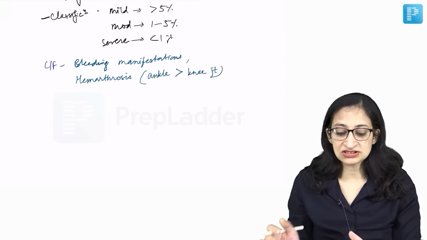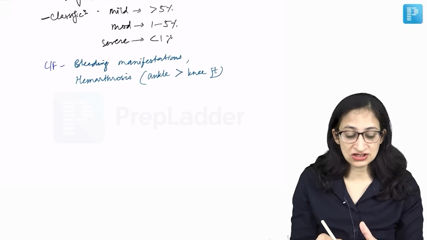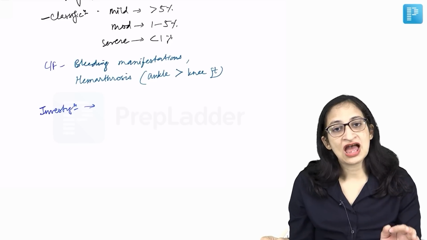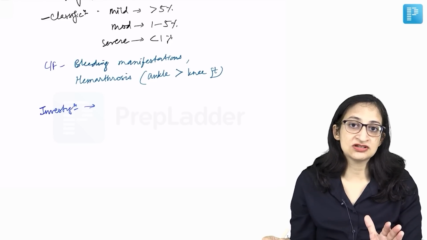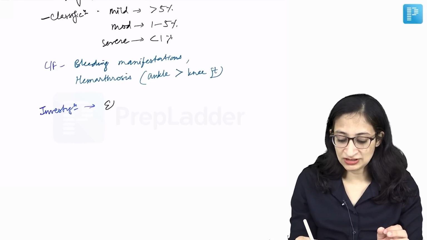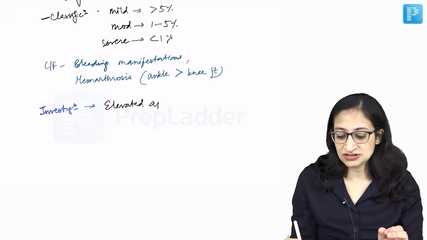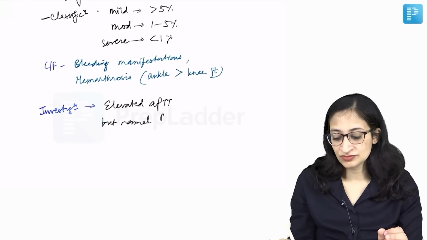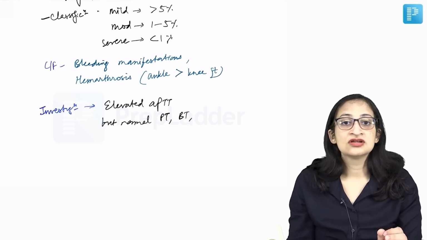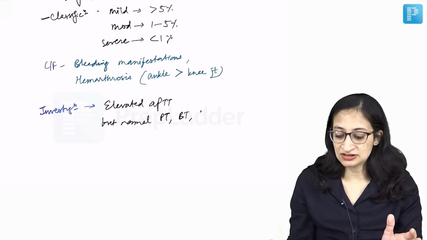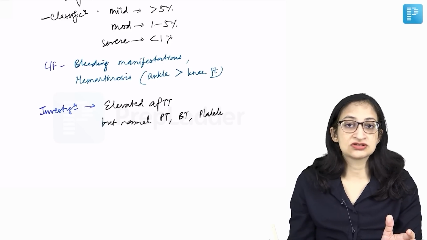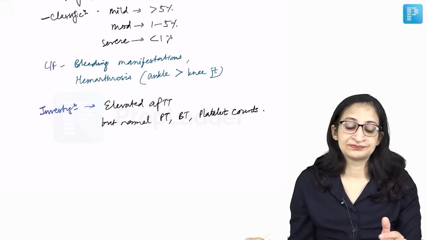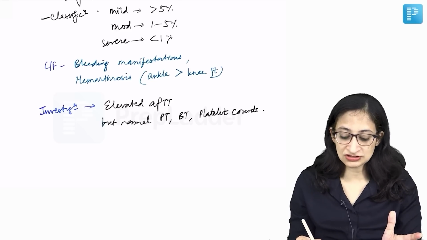Now what do you get on investigation in hemophilia? On investigation, the APTT, activated partial thromboplastin time, is going to be elevated, but PT is going to be normal. So elevated APTT, but normal PT, thrombin time, and bleeding time. Even the platelet count is going to be normal in these individuals. But if you do a factor 8 level, it is obviously going to be low.